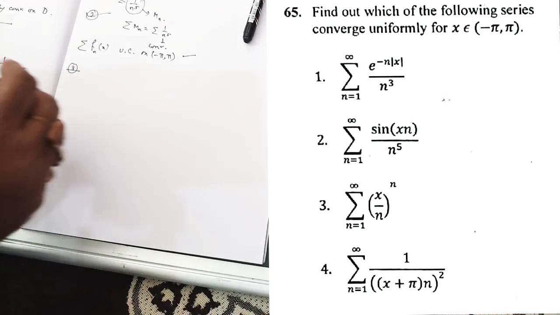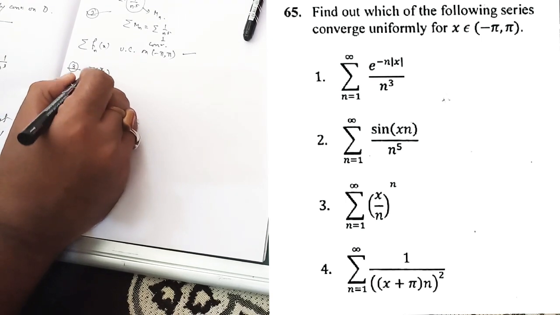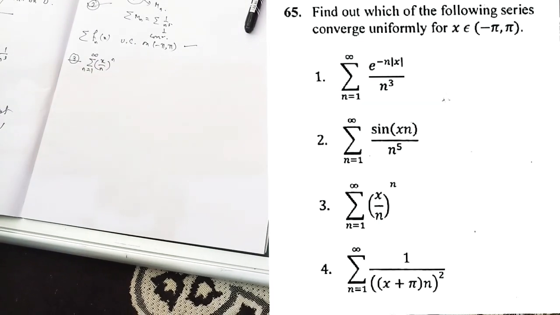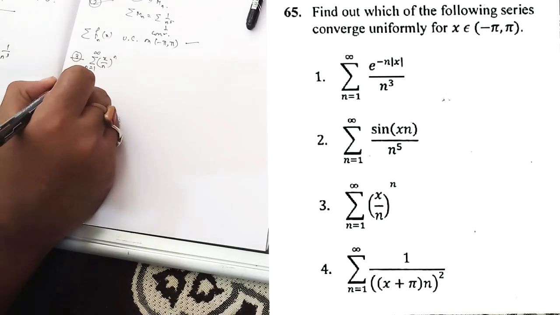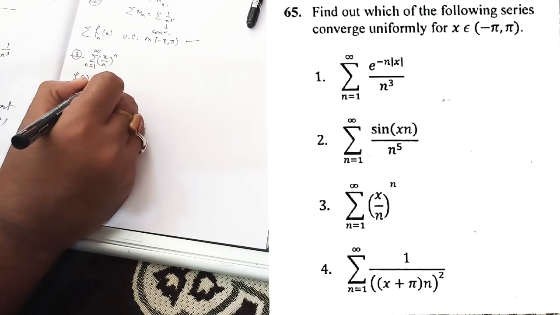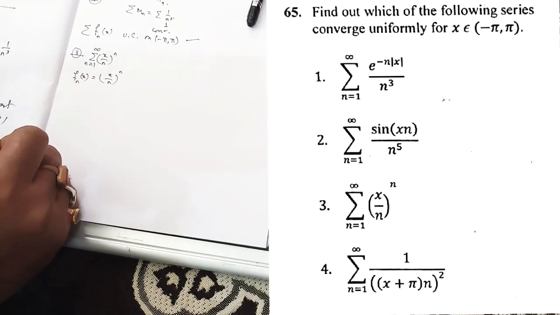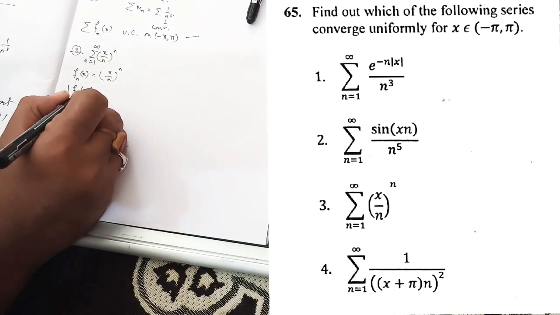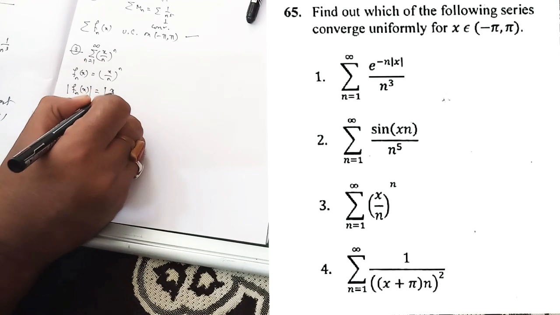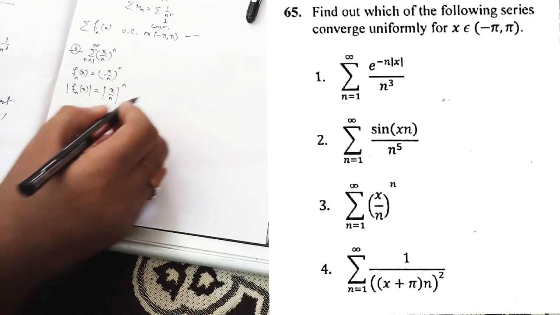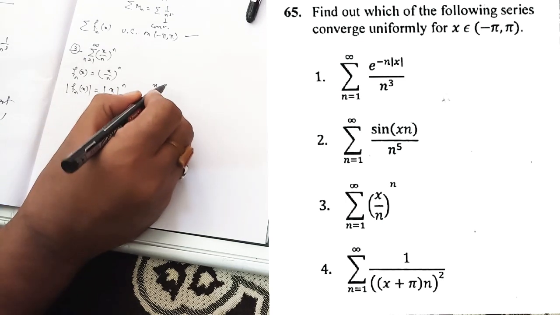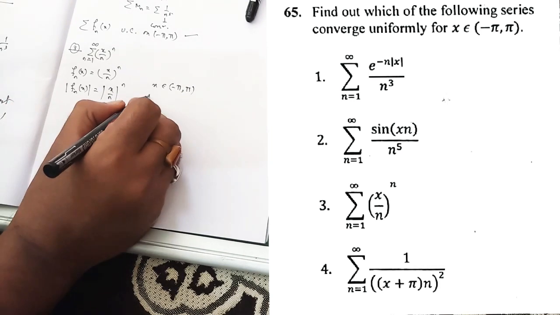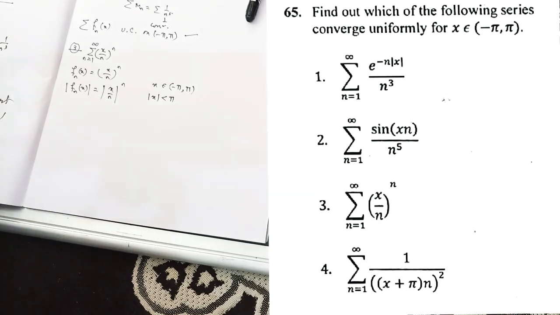Here in the third option they have given us the series (x/n)^n, n from 1 to infinity. Now your f_n(x) is (x/n)^n. Take the modulus, and this is going to be |x/n|^n, and here x belongs to the interval minus pi to plus pi. So you can say |x| is less than pi.